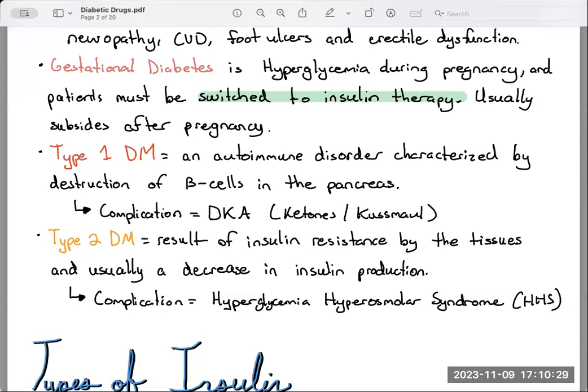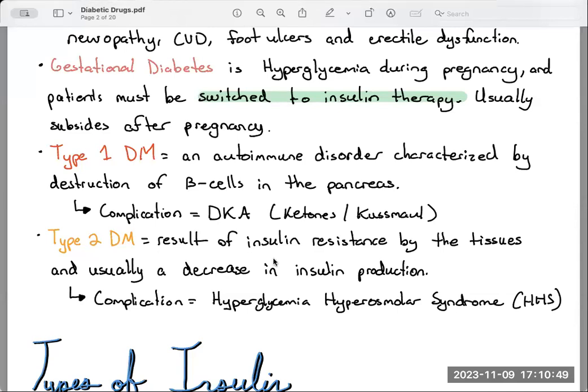They must use insulin because insulin doesn't cross the placenta and it doesn't get to the baby, which is really good. So we can give insulin during pregnancy. So if they get gestational diabetes or type 1, they must take insulin. There's no way around it. They're not getting anything else.